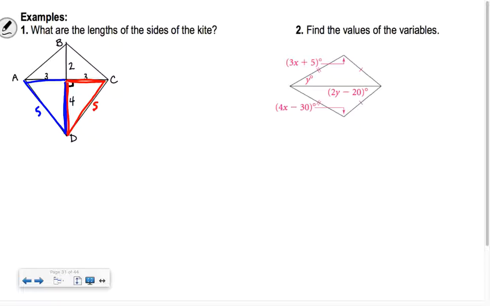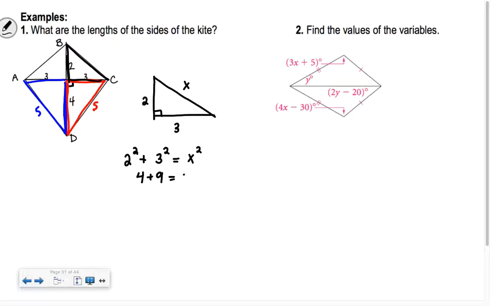Now the other ones are a little bit trickier. So we have 2 and we have 3. There's not like a 2, 3, 4 right triangle. That doesn't work. Okay, so let's call this X for now. So we're going to square both legs and add them together to get the hypotenuse squared, so Pythagorean theorem. So we get 4 plus 9 equals x squared. So x squared is equal to 13. So when I take the square root of both sides, I get x equals the square root of 13. I would leave it like that.